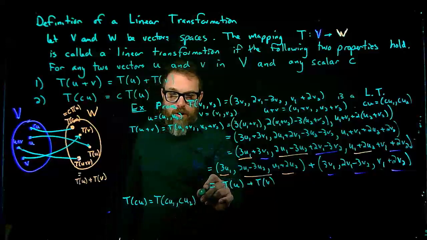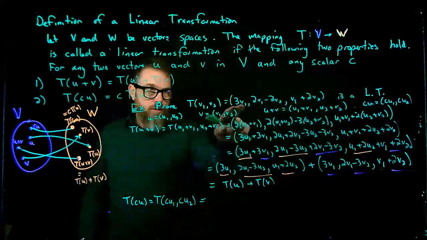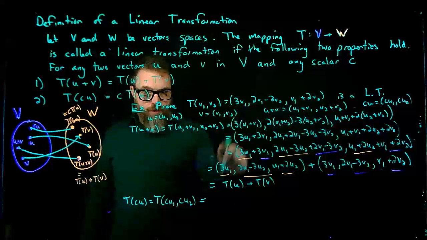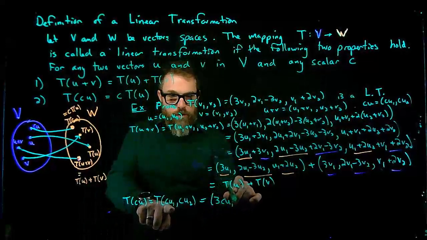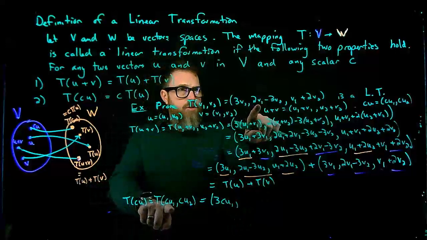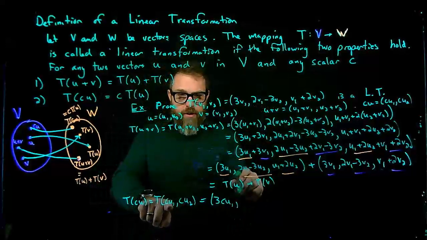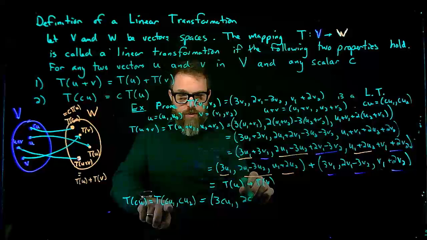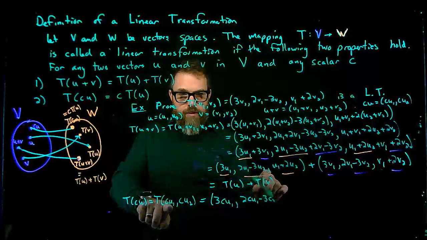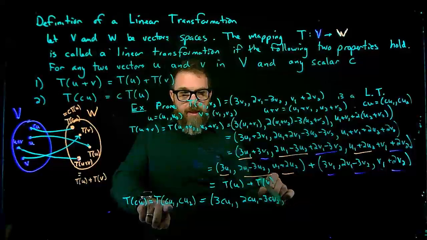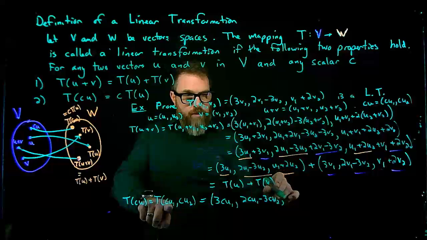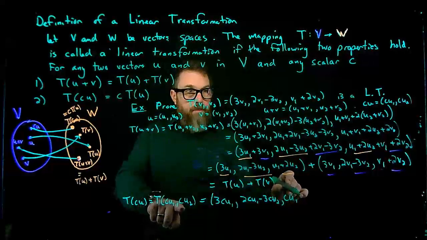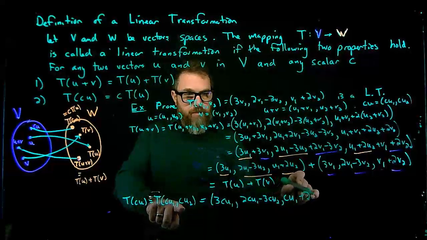Okay, so now what we do here is we follow this rule. This is 3 times the first component, so 3cu1. This says 2 times the first component minus 3 times the second component. And then the last one says the first component plus 2 times the second component.